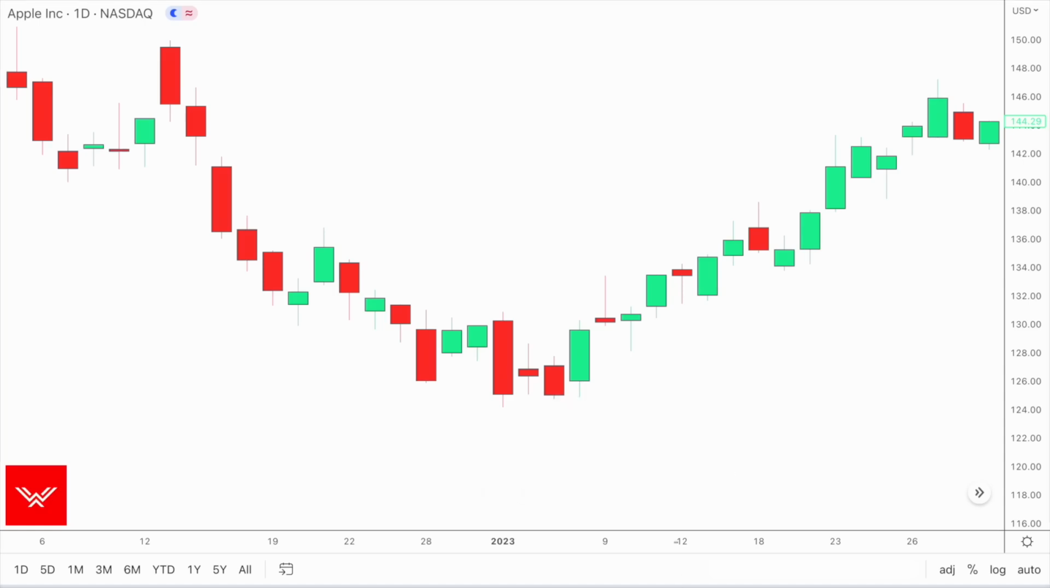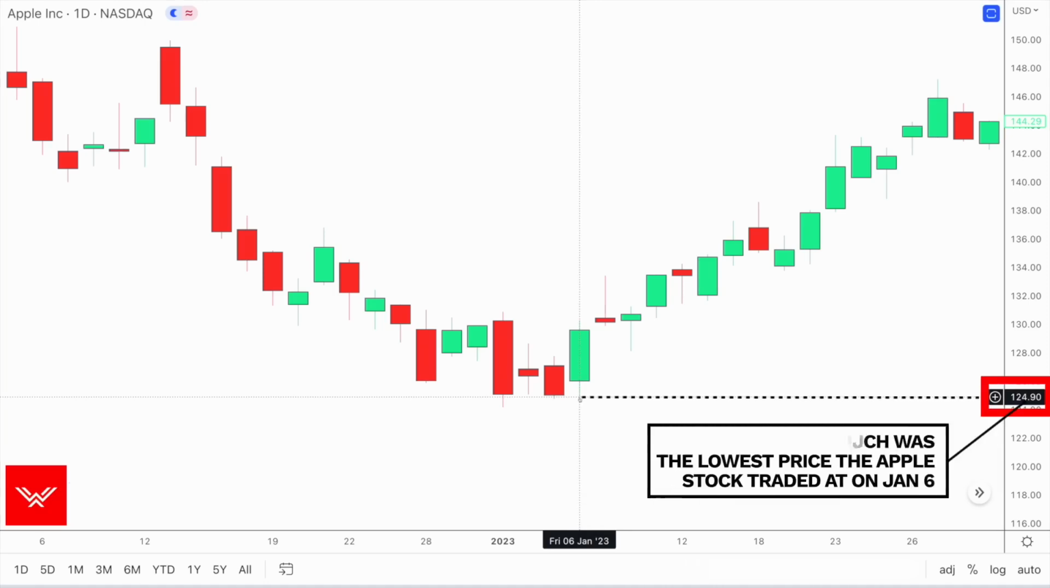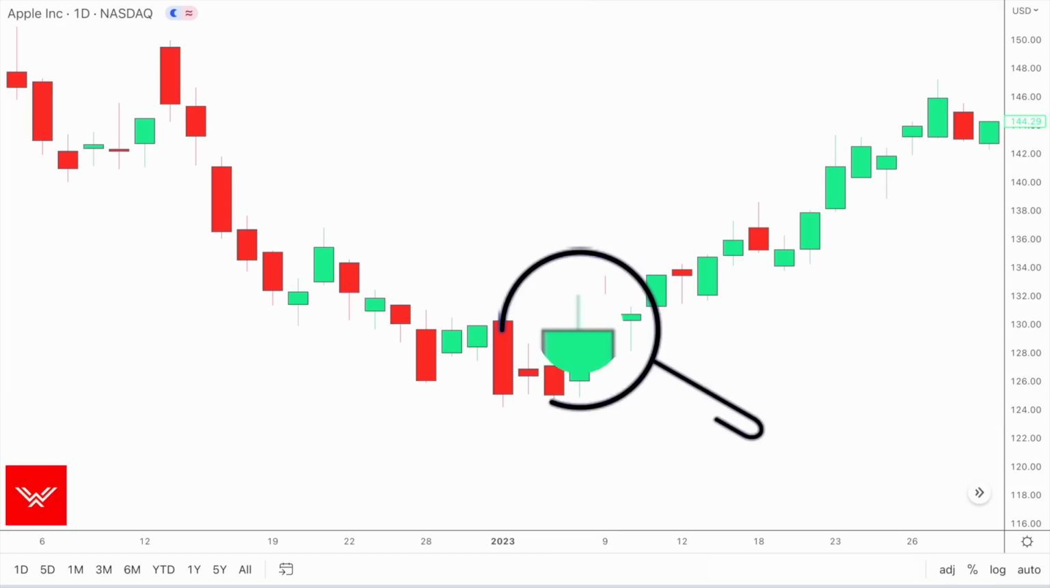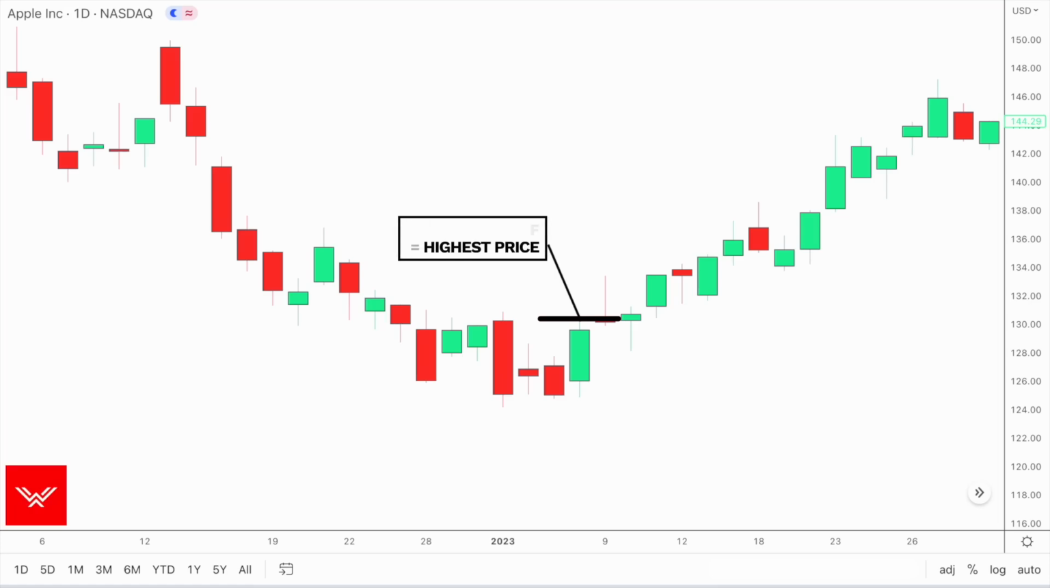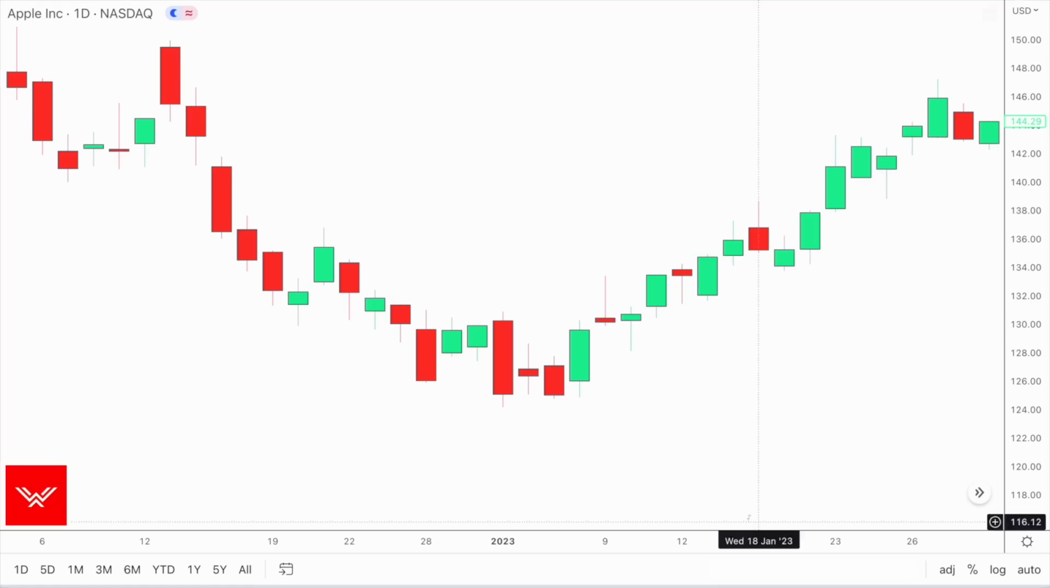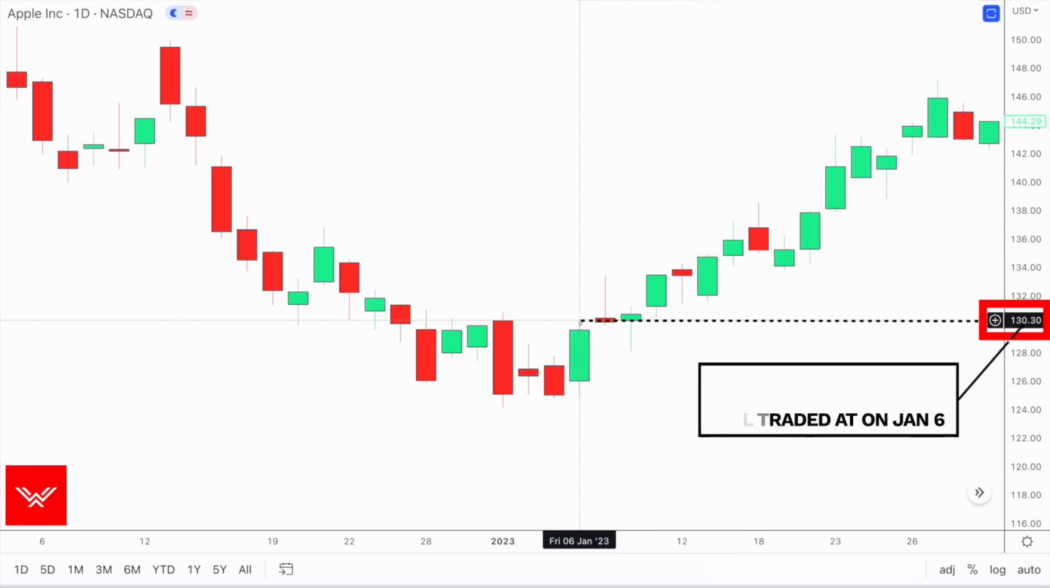Place your mouse at the bottom of the wick, and it shows $124.90 as the day's lowest price. Now the wick above is the highest price that the Apple stock reached that day. Place your mouse at the top of the wick, and it shows $130.30 as the day's highest price.